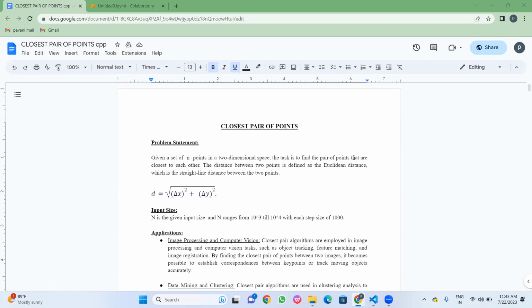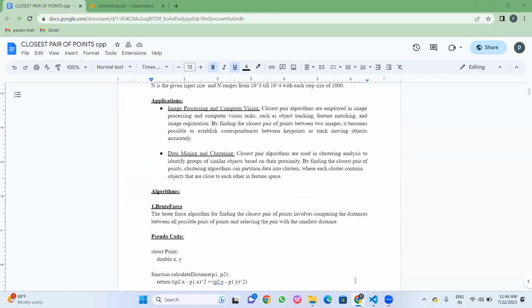The goal of the project is to find the time complexity of different algorithms on the same problem, and to discover how accurate the theoretical estimates of complexity are when compared to real-time estimates. Here we are taking two algorithms: brute force algorithm and divide and conquer algorithm, and the input given varies from 10 to the power of 3 to 10 to the power of 4, with each increment of 1000.